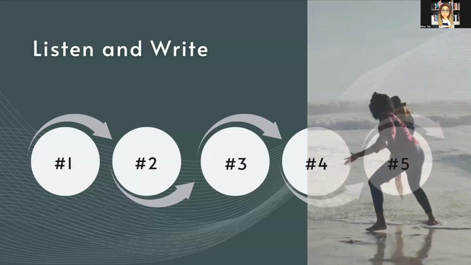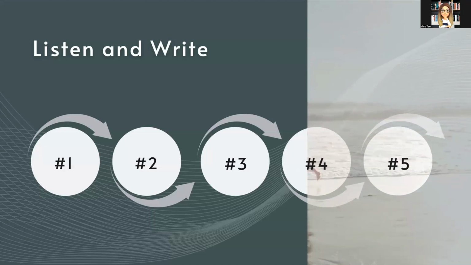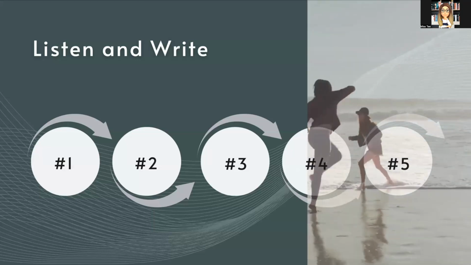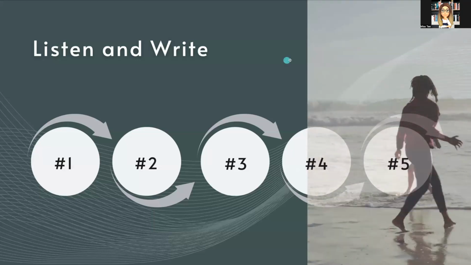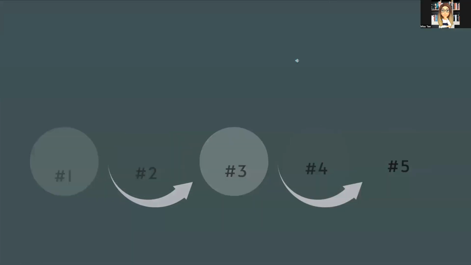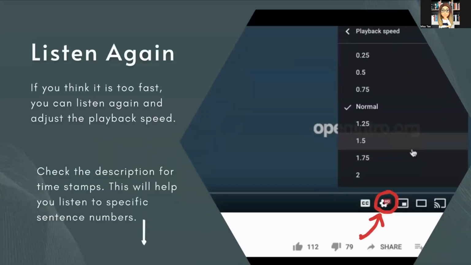All right, so that is our 5 sentences. I'm sure everybody did a really great job writing them down. We're going to get ready to check the answers. If you found that this video was a little bit too fast, I recommend that you listen to it again at a slower speed. You can adjust the speed in the settings of the video.